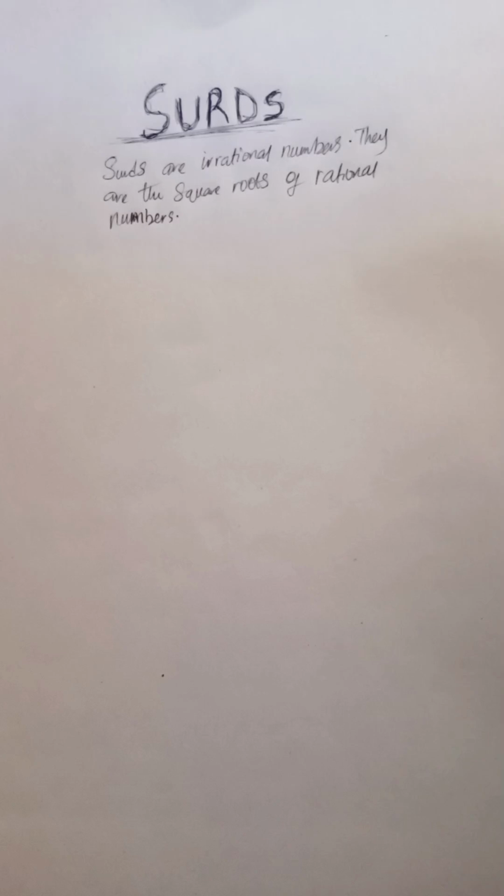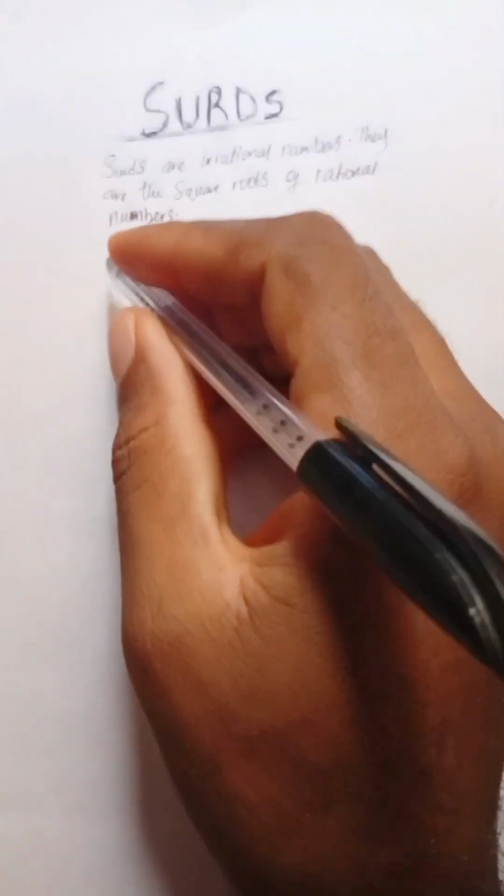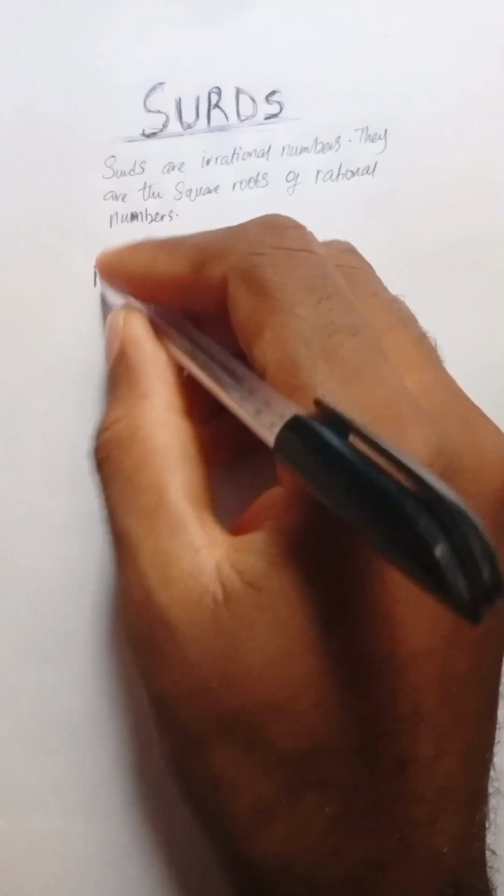Surds. Surds are irrational numbers. They are the square roots of rational numbers. So what are irrational numbers?